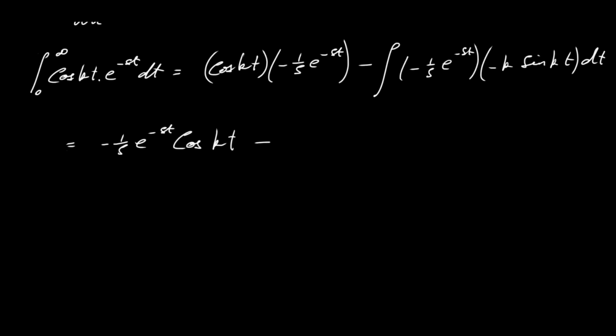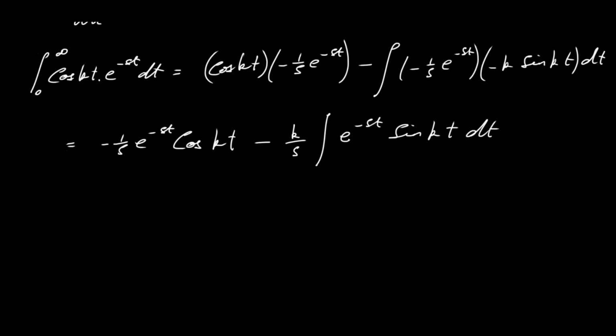Now we've got to look at all of this here. So let's look at the signs first. We've got a minus times a minus times a minus. So that's going to give us minus here. Now let's see what constants we have. Well, we have a 1 over s here and we have a k here. So we can take those outside the integral sign. So that'll just give me k over s. And that's going to be the integral of e to the power of minus st times sine kt dt.